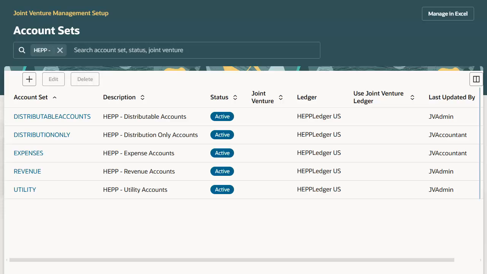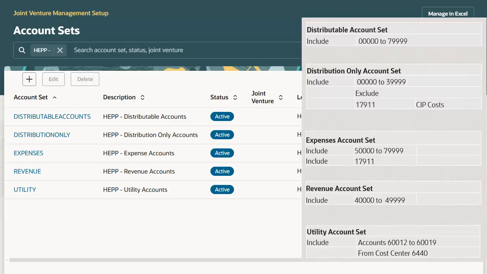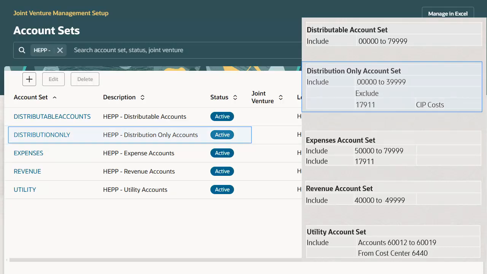The joint venture accountant for the joint venture Permian Alpha creates the following joint venture account sets to identify the accounts. Account set distributable accounts to identify all the transactions that are distributable to the joint venture. Account set distribution only to identify the accounts that will be distributed but won't be billed to the joint venture stakeholders.